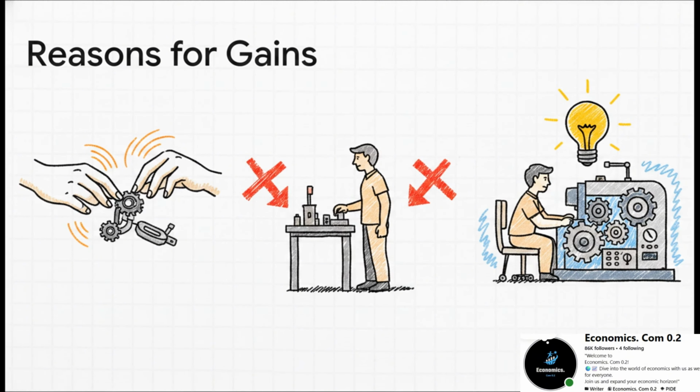So why does this massive leap happen? Well, it boils down to three key things. First, workers gain just incredible dexterity and skill from doing the same motion repeatedly. Second, you literally save time because nobody's walking between workstations or fumbling to swap tools. And third, and this is really cool, laser-focused workers naturally start inventing specialized machinery to make their one specific task even easier. It is basically the ultimate engine of productivity.